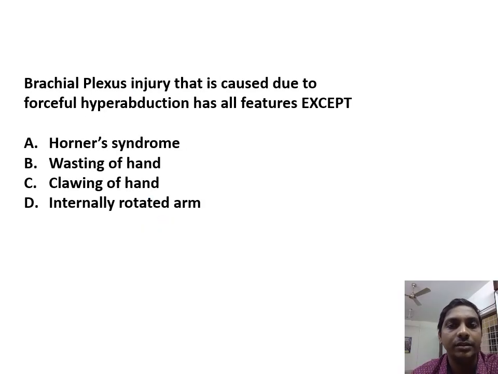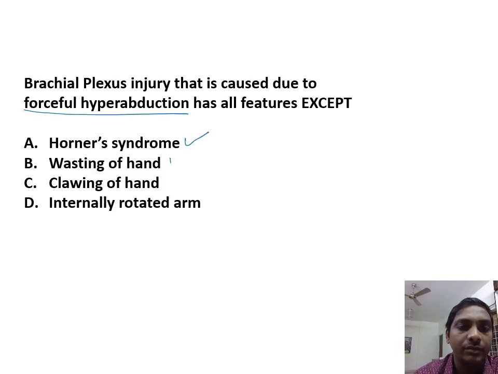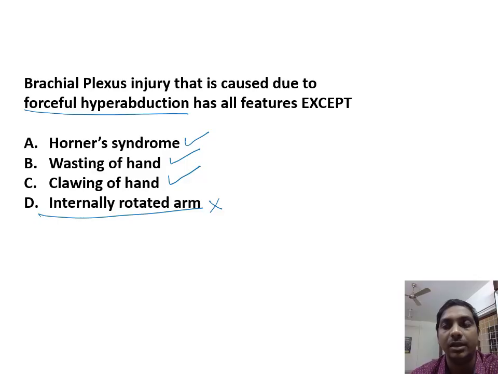Brachial plexus injury caused by forceful hyperabduction means a lower trunk injury, that is Klumpke's paralysis. The question is, which is not a feature of Klumpke's paralysis? Horner syndrome is a feature, wasting of the hand is a feature, clawing of the hand is a feature, whereas an internally rotated arm is a feature of Erb's paralysis.